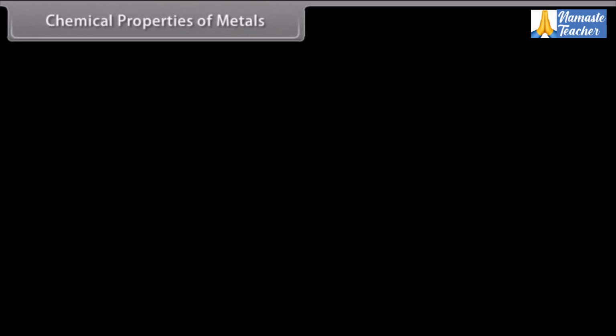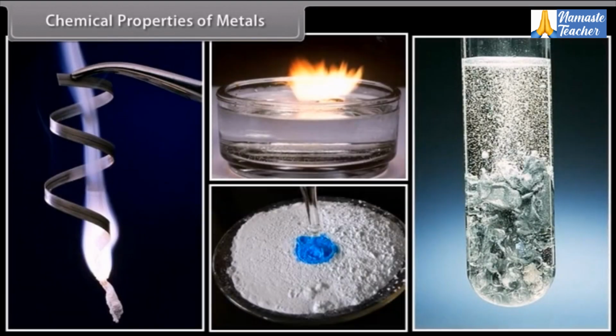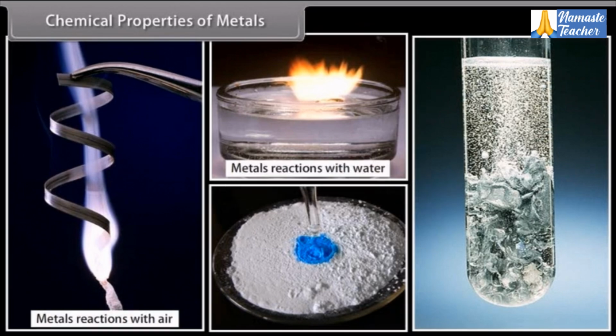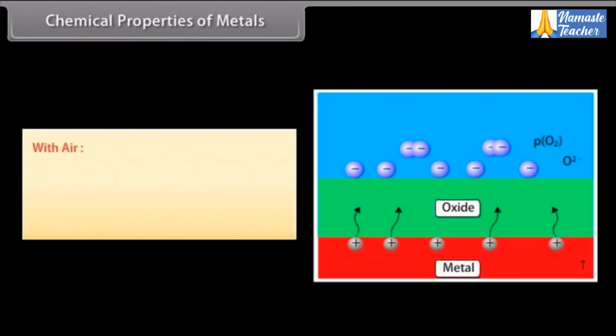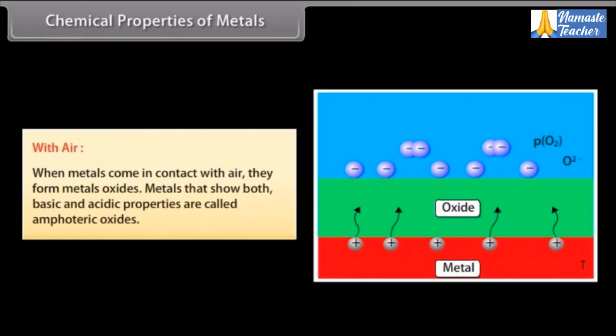Chemical properties of metals. Let us look at some chemical properties of metals. These properties include reactions of metals with other elements, that is, air, water, acids, and other metal salts. With air: when metals come in contact with air, they form metal oxides. There are some metals that show both basic and acidic properties. Such metal oxides are called amphoteric oxides.